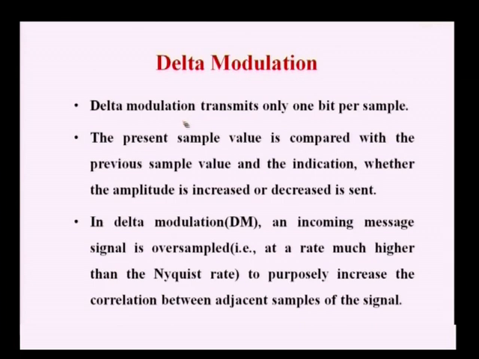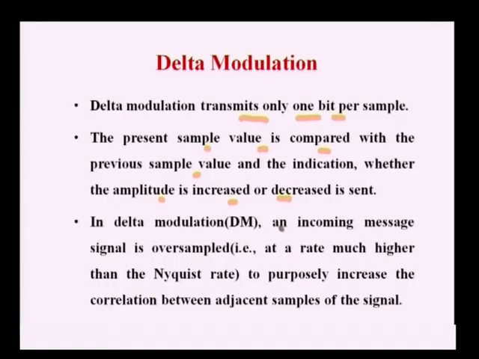In delta modulation, it transmits only 1 bit per sample, and here the present sample value is compared with the previous sample. That is, 2 successive samples are taken, and it is compared whether the current sample is greater than the previous sample or less than the previous sample. Based on this information, we transmit the information.